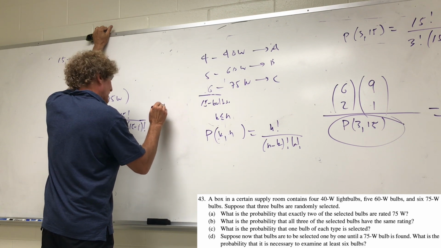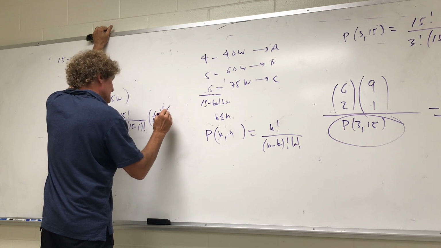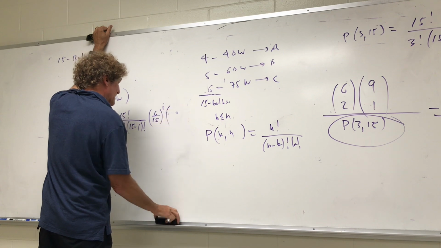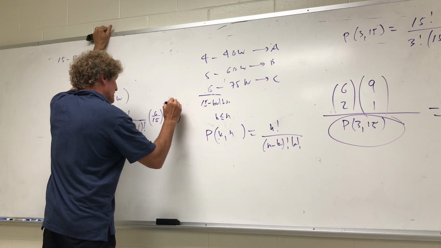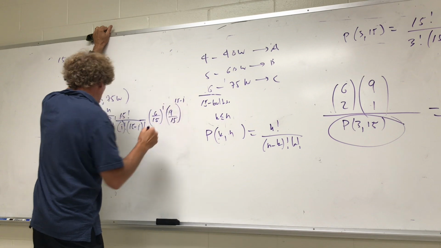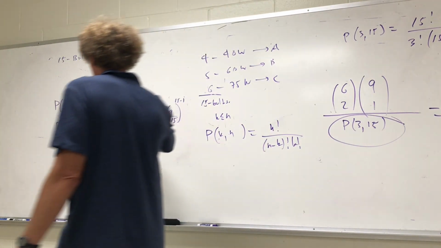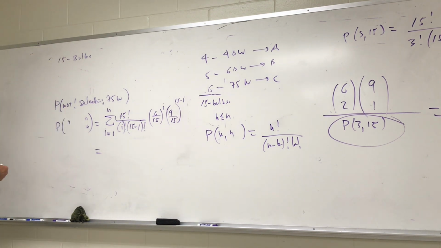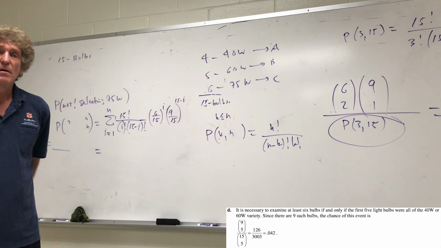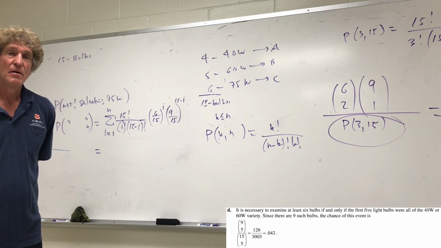to the I power, times 1 minus 9 over 15 to the 15 minus I. And this is the probability of not selecting it. 1 minus this would be the probability of selecting it. He did what? He did a combination of 9, 5 over 15 over 5.